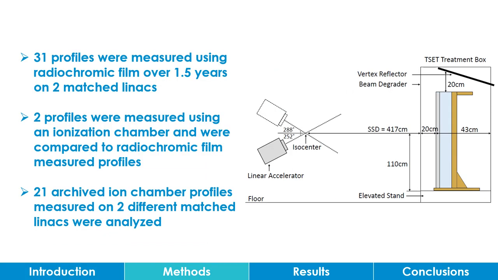Moving on to our methods, 31 vertical profiles were measured using radiochromic film on two matched linear accelerators over 1.5 years. Absolute dose was quantified using a triple channel calibration method, and then two ion chamber profiles were collected for comparison to film profiles. We also looked at 21 archived ion chamber measured profiles from two different but matched linear accelerators between 2006 and 2011.